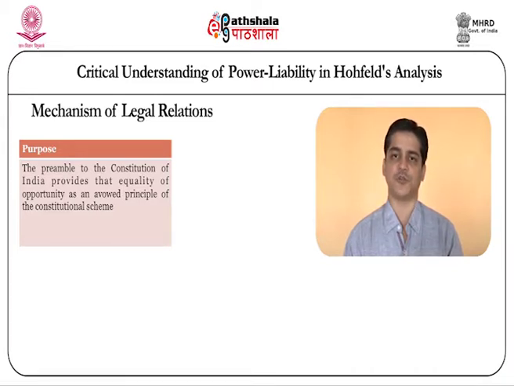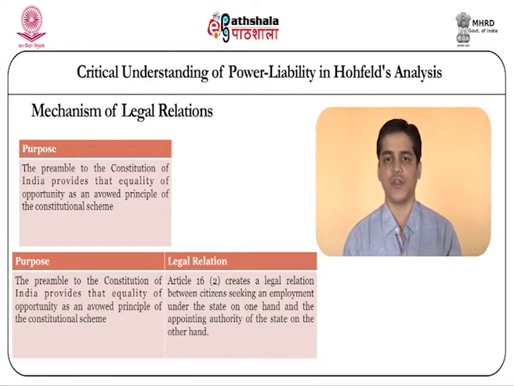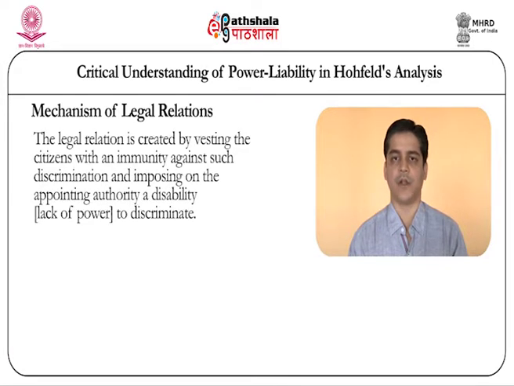One of the provisions of the Constitution through which the purpose is achieved is Article 16, Clause 2, which creates a legal relation between citizens seeking employment under the state and appointing authority of the state on the other hand. It prohibits the state from discriminating on the grounds of religion, race, caste, and so on in matters of public appointment. So, every citizen of India who is seeking a public appointment in the state is given an immunity, and every appointing authority under the state is given a disability, that is the absence of power to discriminate.